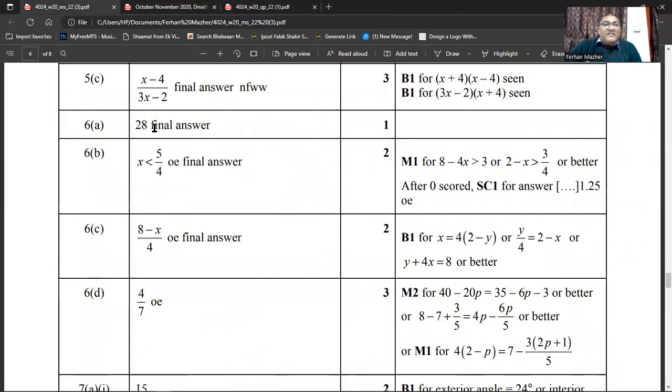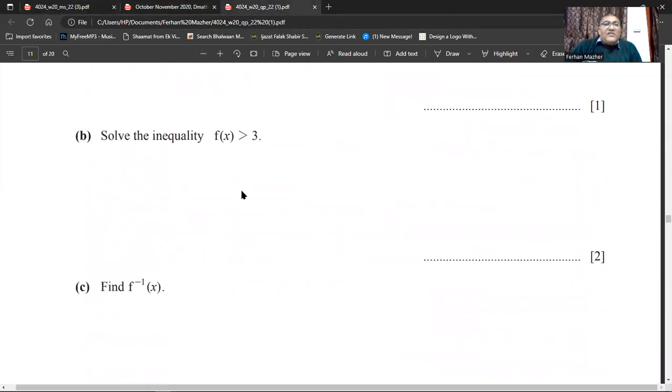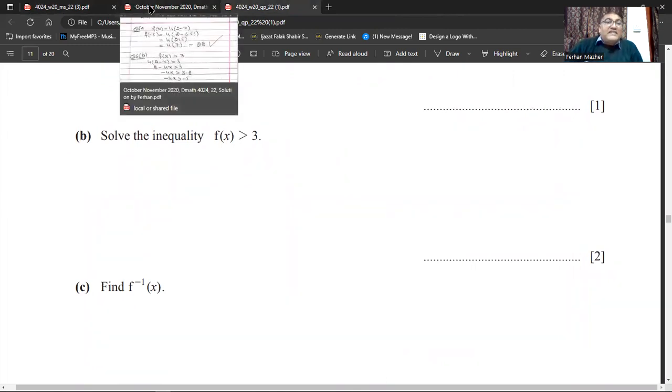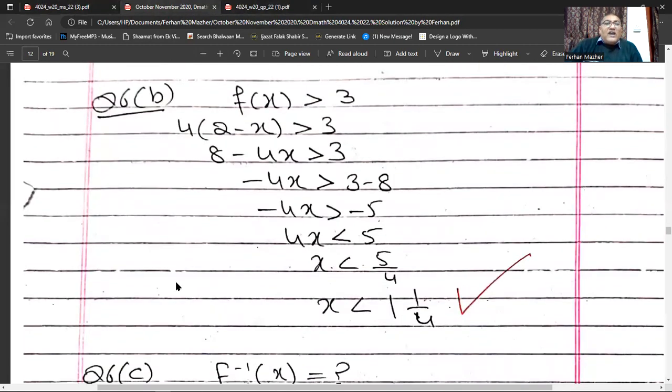Our answer is right. Then their question is solve f of x is greater than 3. In the place of f of x, I will put its formula. The formula is 4(2 minus x) greater than 3. So it will be 8 minus 4x greater than 3, minus 4x is greater than 3 minus 8, minus 4x is greater than minus 5.